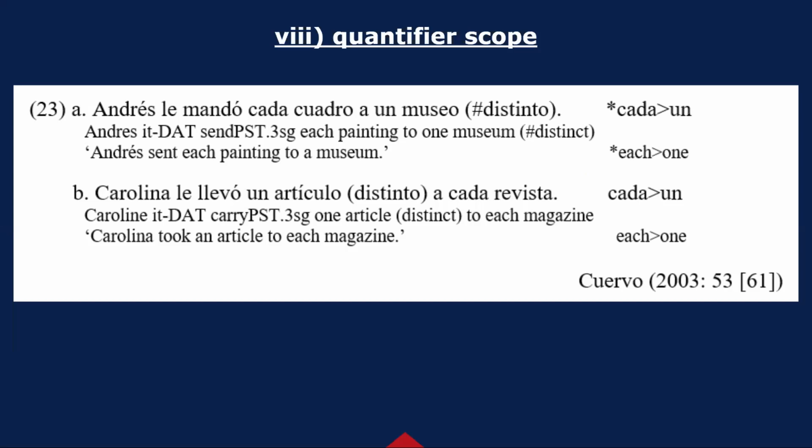In 23b, un is located above cada, therefore it c-commands cada, or as it occurs in the second interpretation, cada moves by quantifier raising and precedes un, and therefore the indirect object, in this case a cada revista, precedes the direct object, un artículo.